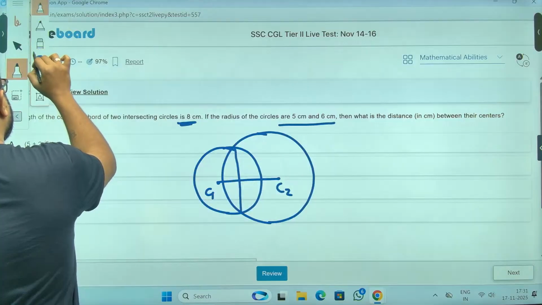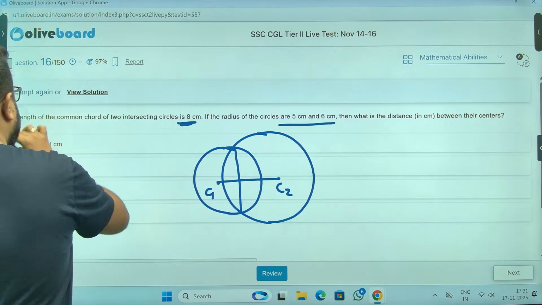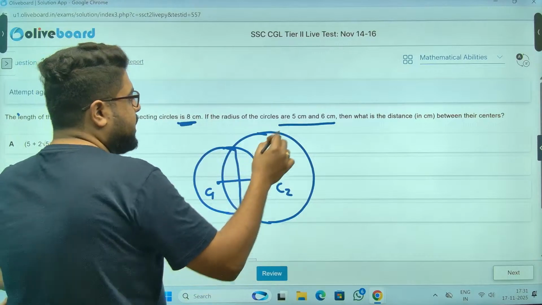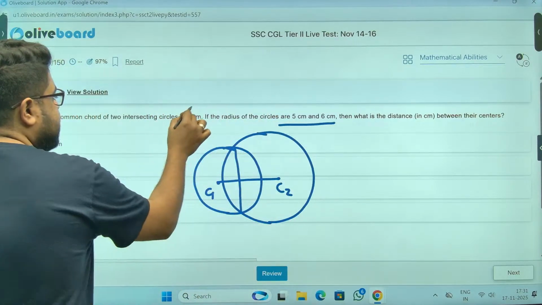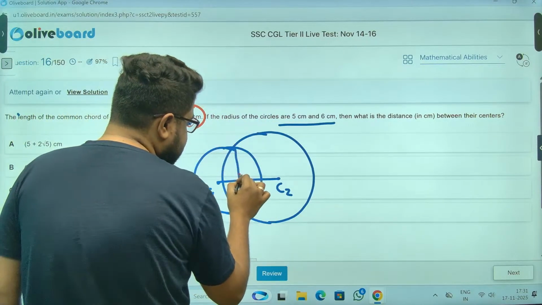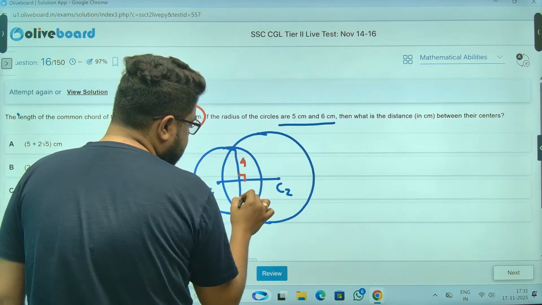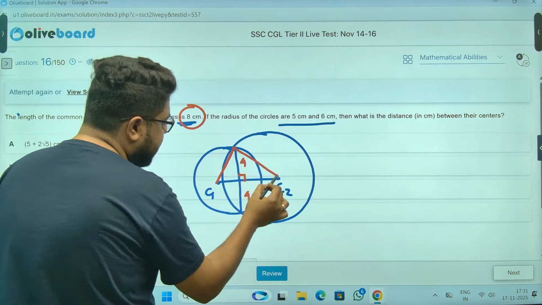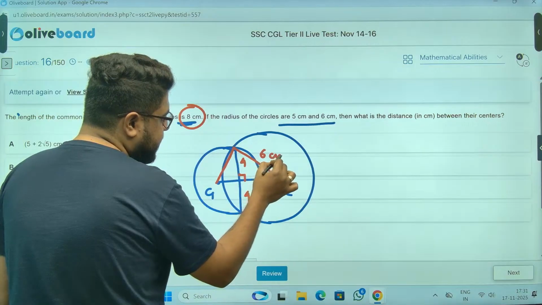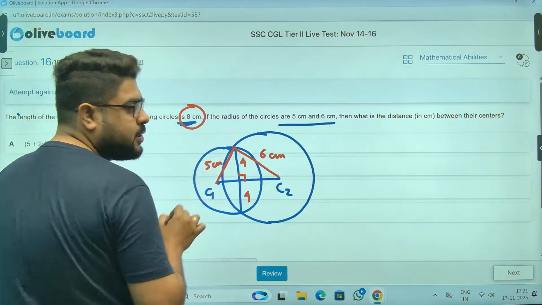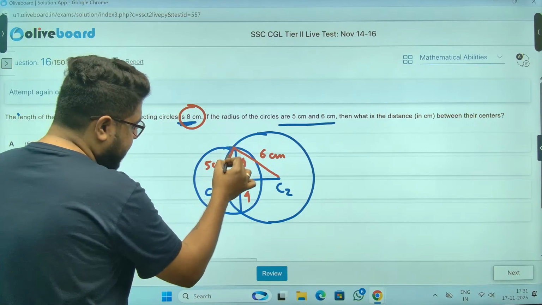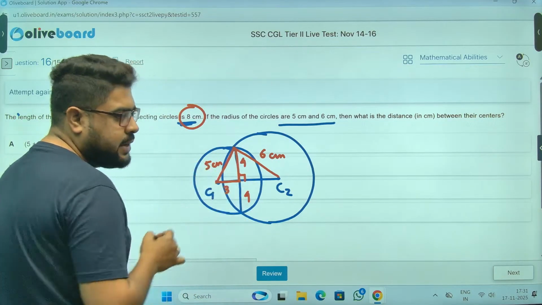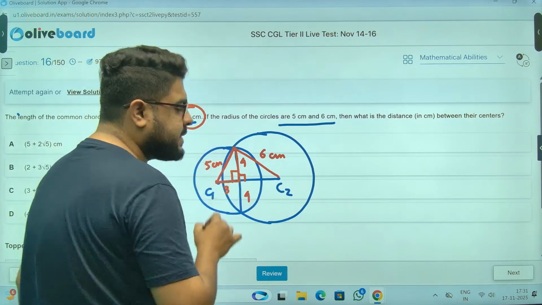Acha, sir. Understand this, sir. 5 and 6, it's okay. Now they are saying this whole chord is 8. So this is 90 degrees, which means this will be 4, this will be 4, sir. It's very simple. So this is the smaller, this is the bigger. This has 6 centimeter, this is 5 centimeter. So very simply, if you take this triangle, this is 4, this is 5, so this must be 3 because it's a right angle triangle, it is a triplet.